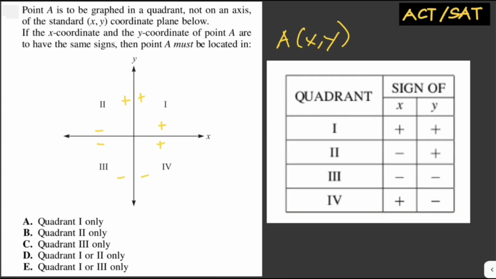So this table shows the sign of x and the sign of y in the 4 quadrants. The question is the same signs. In which quadrants does point A have the x coordinate and y coordinate with the same signs? So we have quadrant 1 and quadrant 3. Therefore, the answer here is letter E. Quadrants 1 or 3 only.